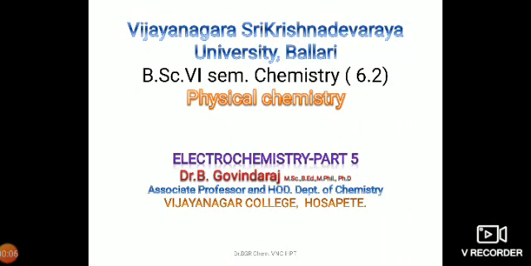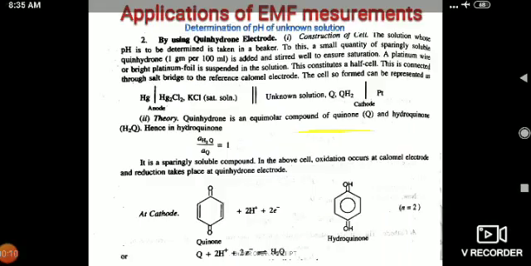Electrochemistry Part 5. Here in this Part 5, we are discussing applications of EMF measurements. As far as the syllabus is concerned, we have to discuss determination of pH of an unknown solution using quinhydrone electrode, and determination of pH of an unknown solution by glass electrode, and potentiometric titrations. In that, we have to discuss potentiometric acid base titrations and potentiometric redox titration.